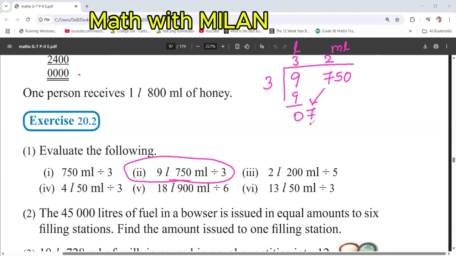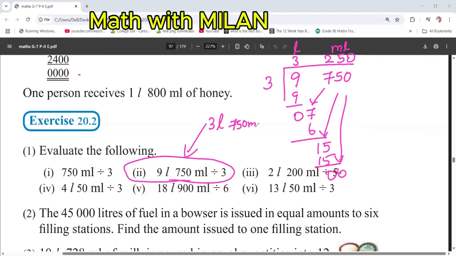2 into 3 is again 6. Then the remainder is 1. You take this 5. Then for 15, you have how many 3's? It is 5 3's. 5 into 3 is 15. Your remainder is 0, and then you get this 0, and you have 0 3's. And your answer for this one is 3 liters 750 milliliters.